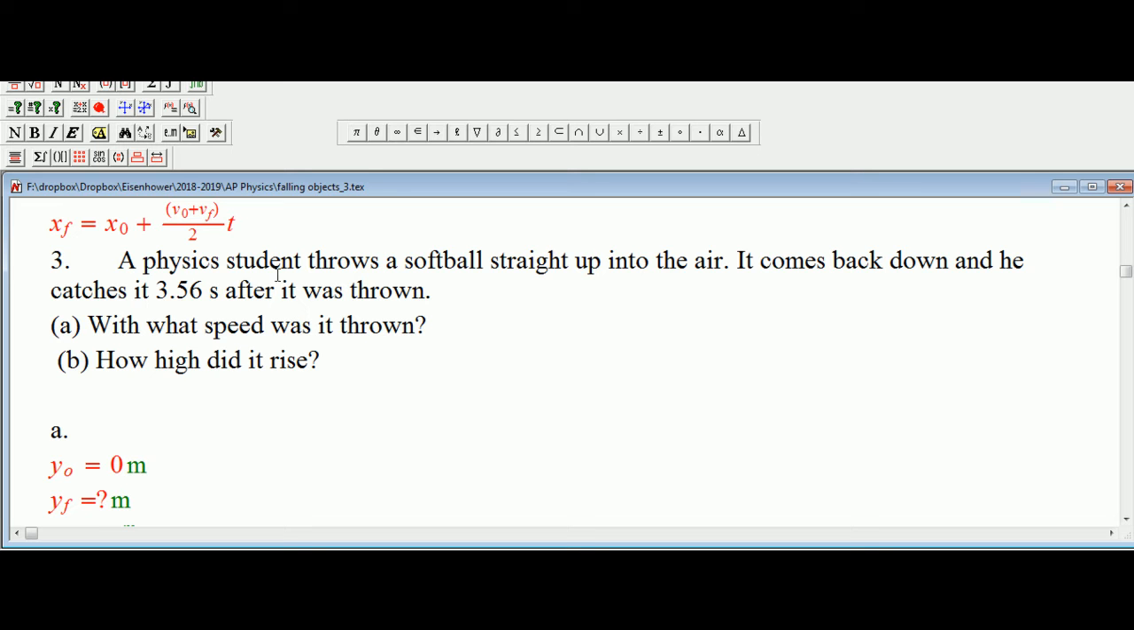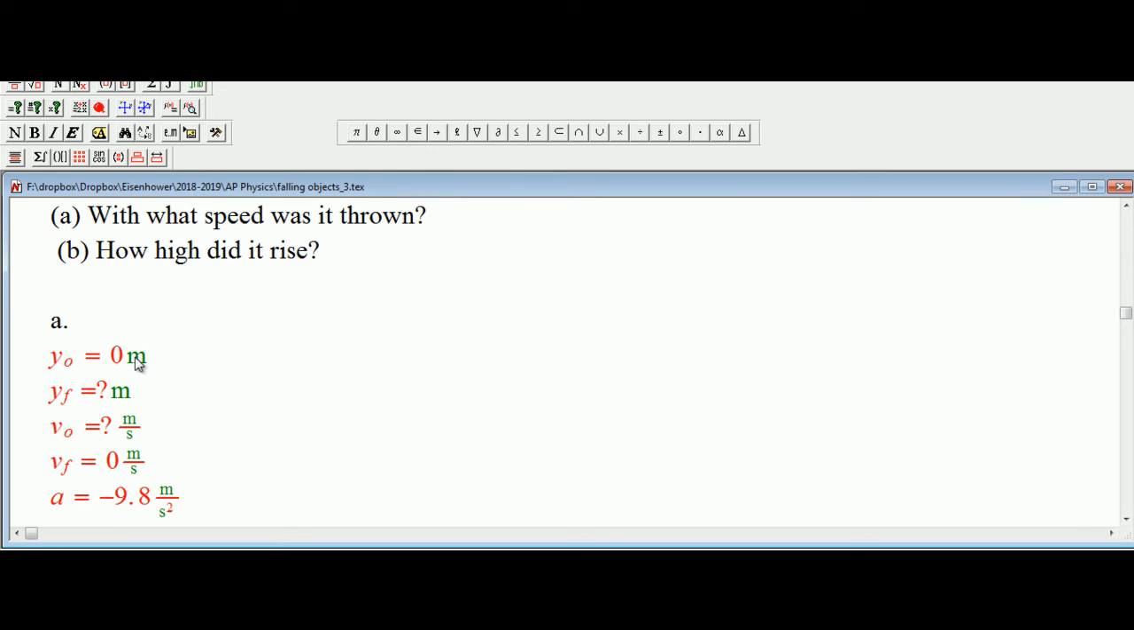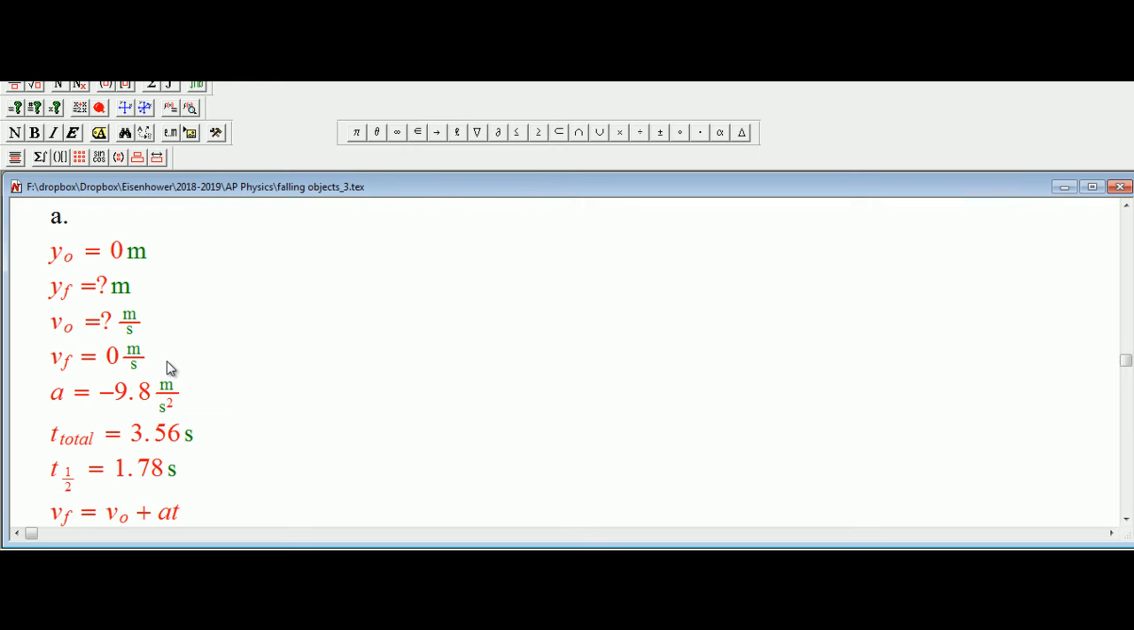I call this a halftime problem because if you start and finish at the same spot, the ball leaves the hand and comes back to the hand. That means the time up is equal to the time down. I'm calling my hand y sub 0, which is 0 meters. Y final is what we're trying to figure out, how high it goes. Initial velocity, we don't know. Final velocity is 0 meters per second.